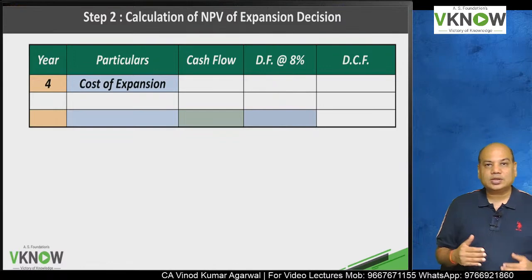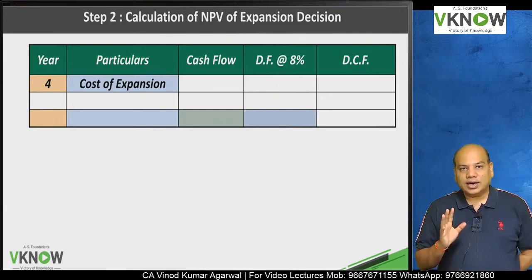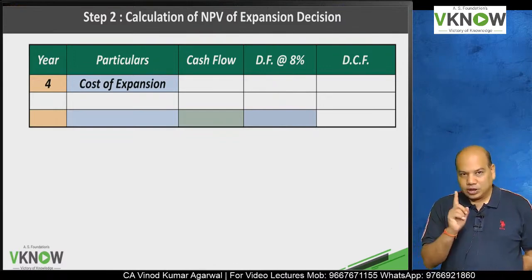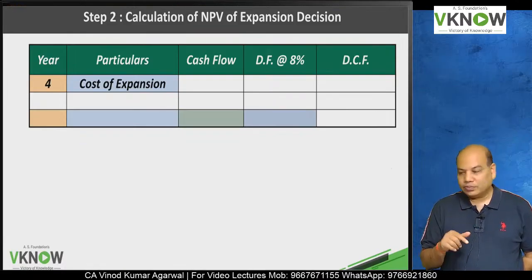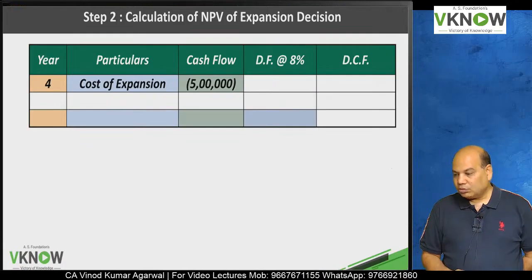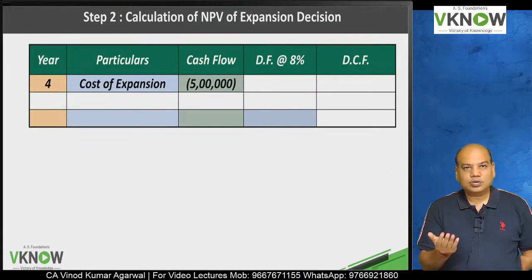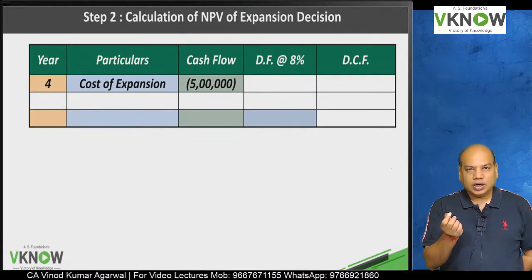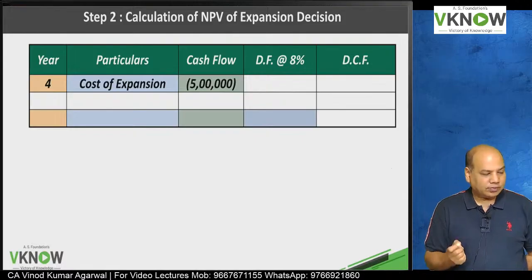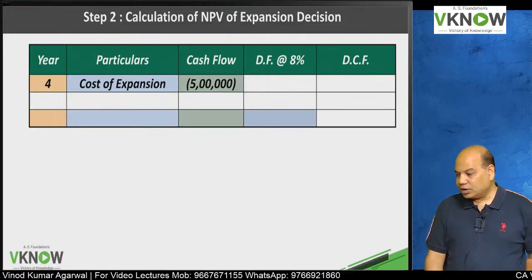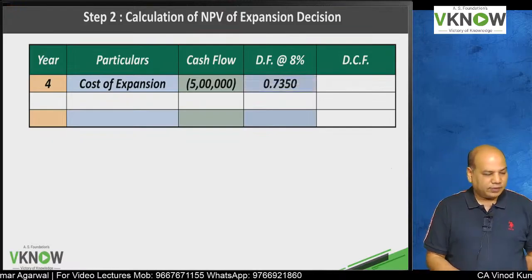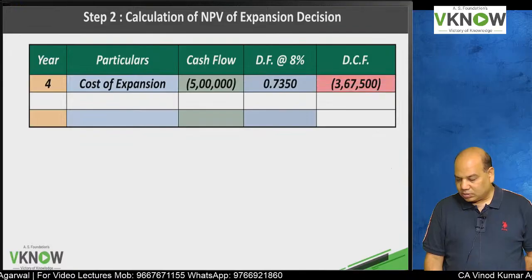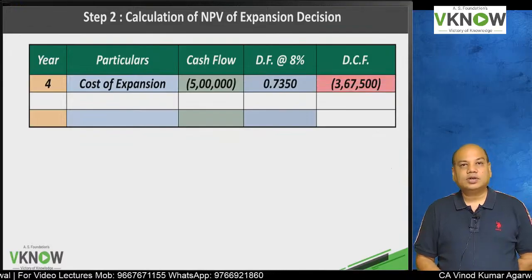When will you incur the expansion cost? At the end of year 4. So year 4, write down cost of expansion. Be careful, don't write 0. And you will incur 5 lakh. Calculate the factor at 8% for 4 years. 4th year factor. 0.7350. And my total is 367,500.